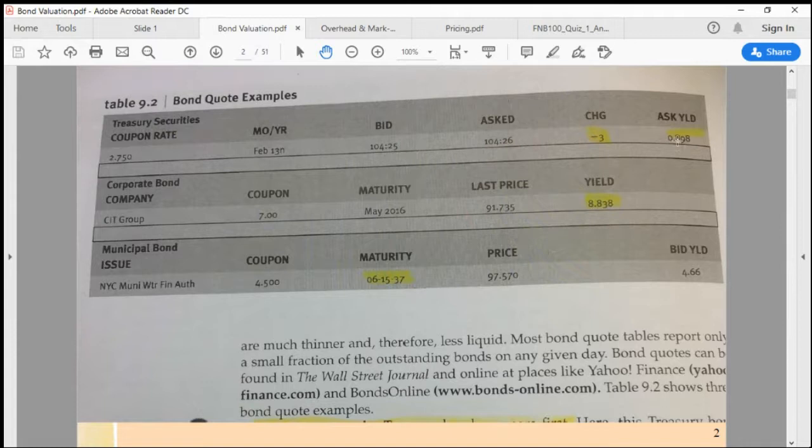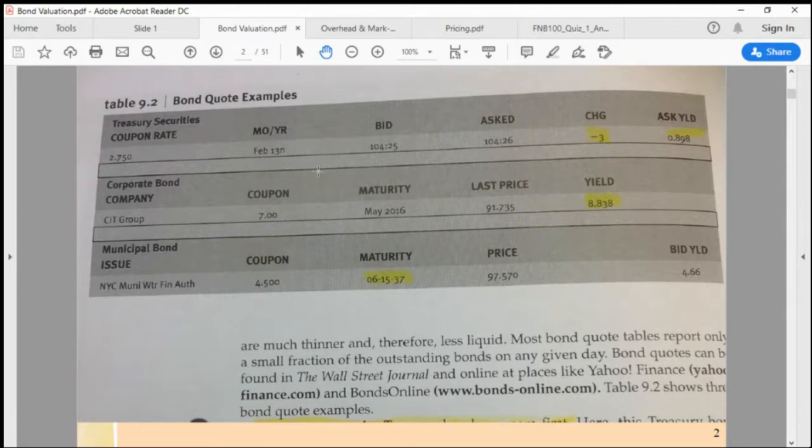And look at the yield of Treasury. It's not even 1%. It's like 0.89%. But as opposed to that, at best, if you round it, 0.9%. And the corporate bond has the yield of 8.838%, almost tenfold difference, tenfold. Of course, there are other different factors.